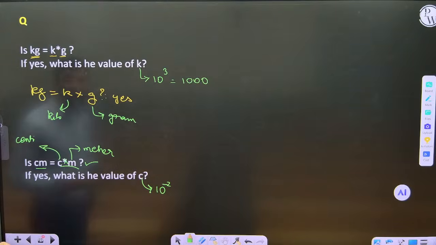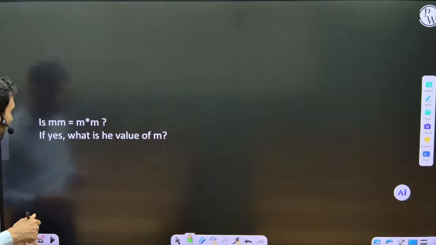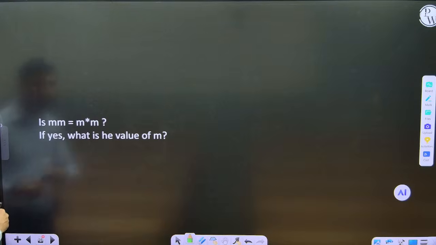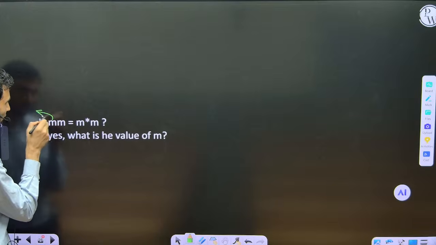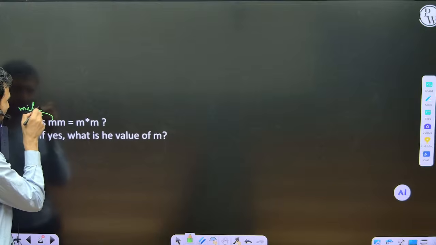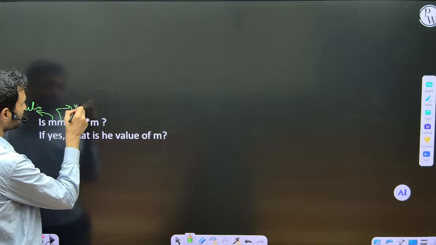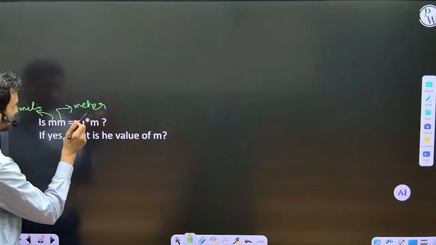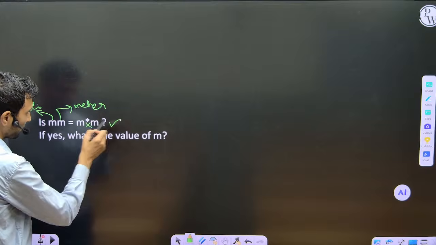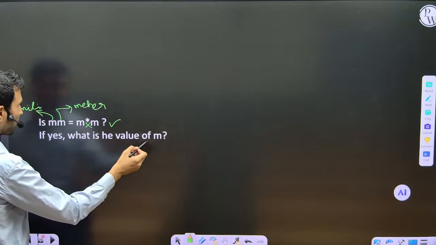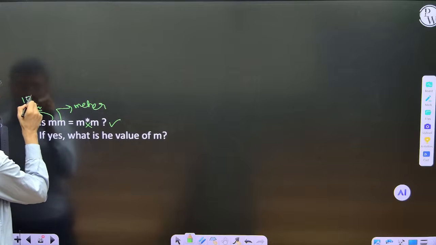Right. So let us go ahead. What about mm? What is the meaning of mm? First one means milli. The second one means meter. Is it m into m? Yes, very much. What is the value of m? The value of m is 10 to the power minus 3.